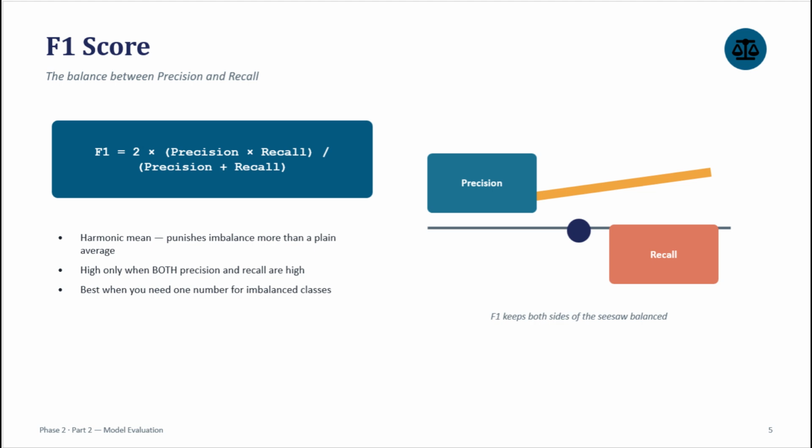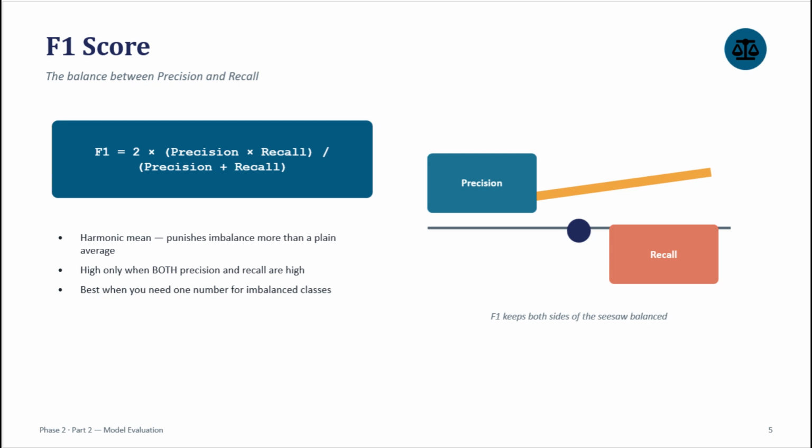F1 score. Sometimes focusing only on precision or only on recall can be misleading. That's where the F1 score comes in. The F1 score combines precision and recall into a single number. Instead of taking their normal average, it uses something called the harmonic mean. Why? Because the harmonic mean heavily penalizes imbalance. Suppose your precision is 100%, but your recall is only 10%. A simple average would still look decent. But the F1 score will be low because one metric is performing poorly.